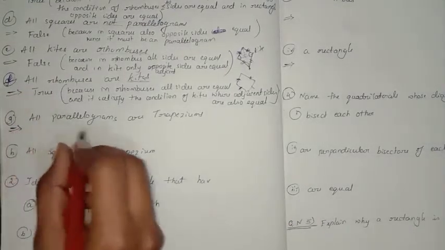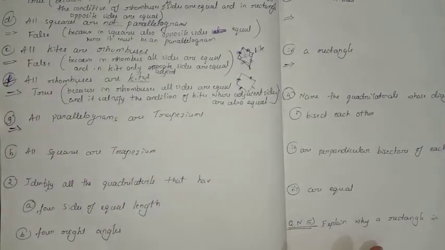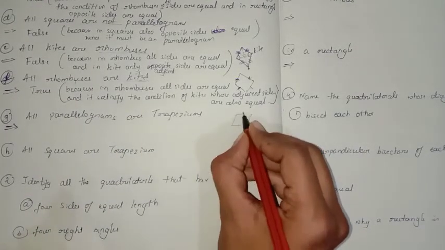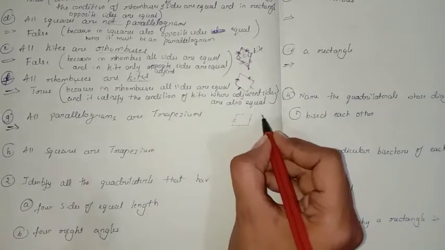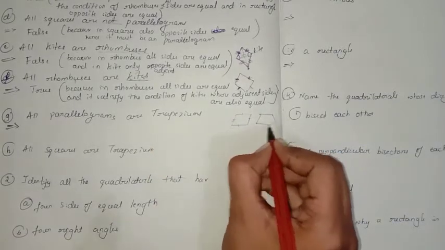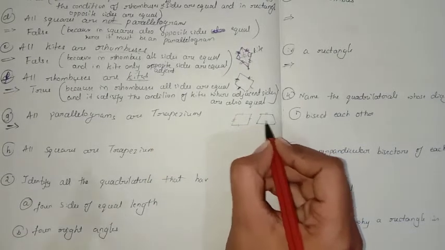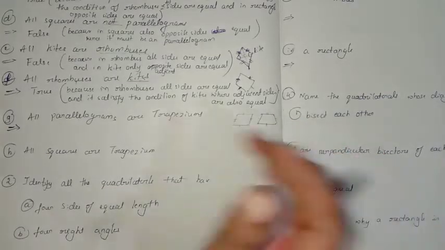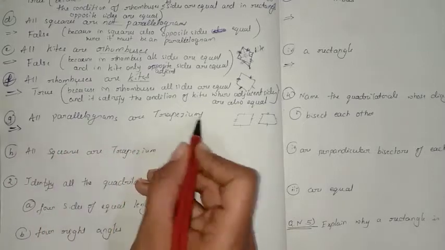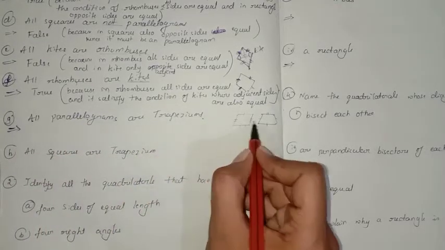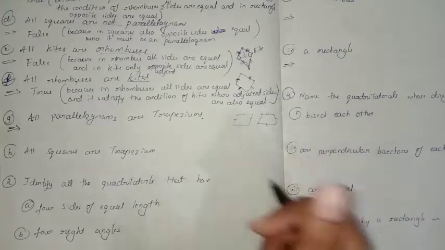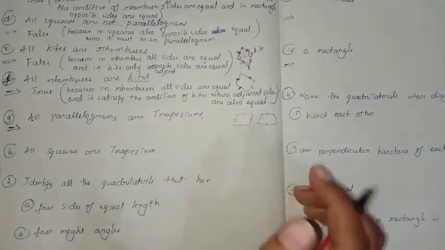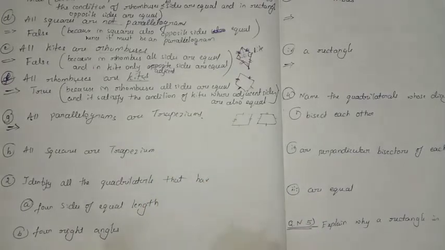So G, all parallelograms are trapezium. In a parallelogram, opposite sides are equal to each other. In a trapezium also the opposite sides are equal in some conditions, though it may not be equal also. But here, all parallelograms are trapezium. Yes, because if it is not equal, it is also a trapezium, and if it is equal, it is a trapezium.